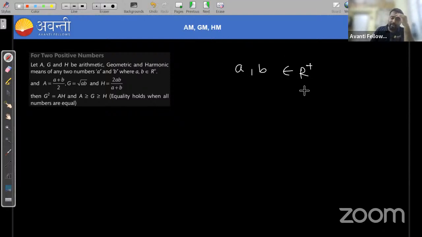So I'm asking to find the arithmetic mean. First I'm asking to find the arithmetic mean. This is the very simplest formula, which is (a plus b) by 2. This is the formula to find the arithmetic mean.